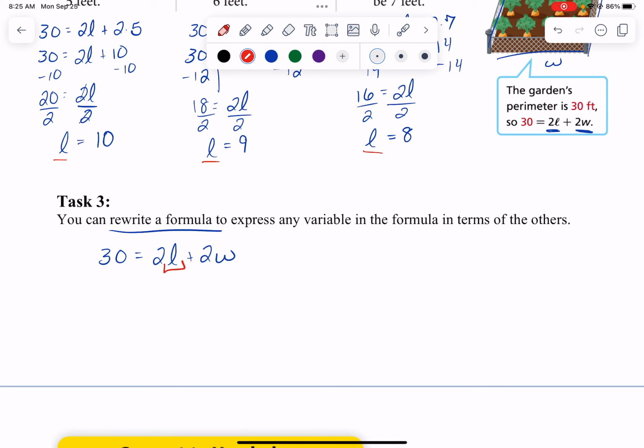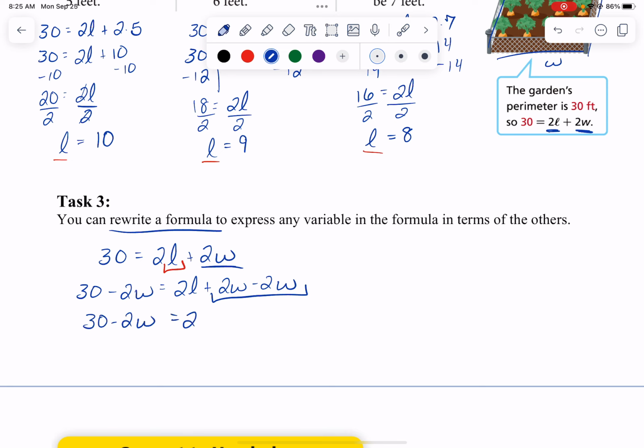So my equation is 2 times L plus 2W. So I need to undo this plus 2W first. So I'm going to subtract 2W from both sides. Plus 2W minus 2W, so over here, these add to 0. So I get 30 minus 2W equals 2L. And then I need to get rid of the multiply by 2. So divide, and I have to divide this whole side by 2.